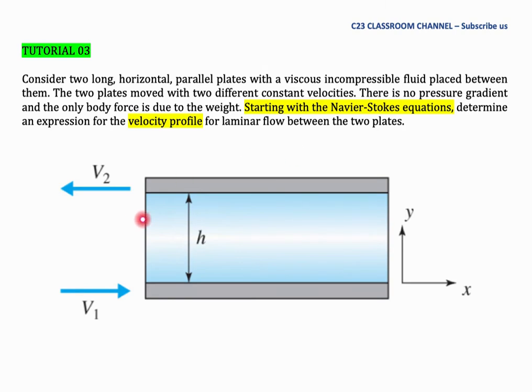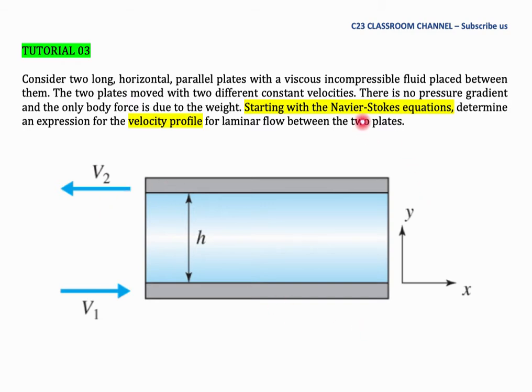Here you could imagine that we have two plates like this, and between these two plates there is a fluid, and the gap here is mentioned as h. We take this direction as x and this direction as the y axis. However, this plate is not fixed. The bottom plate here is moving from left to right with a velocity v1, and the top plate is moving from right to left with velocity v2.